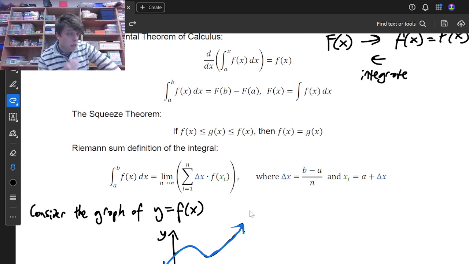And this final definition here, this is what I'm going to be talking about throughout the video, and we're going to come back to it. So it's the Riemann sum definition of an integral. And it's basically telling us that the integral is equal to the area under the curve.